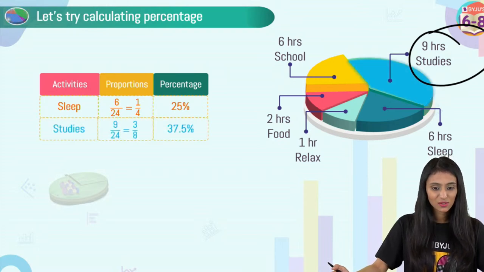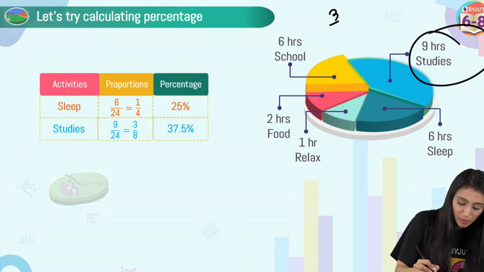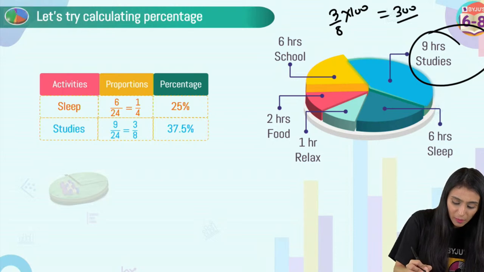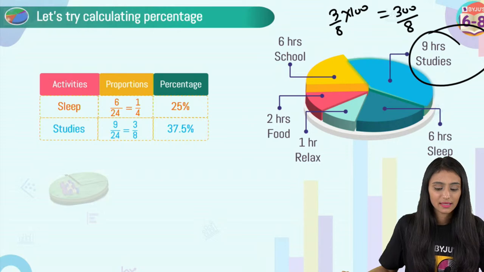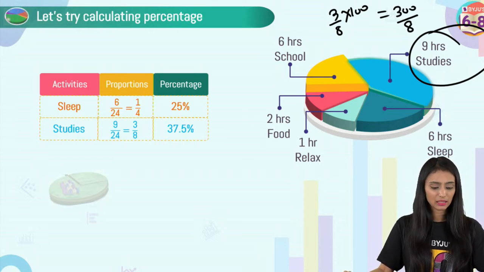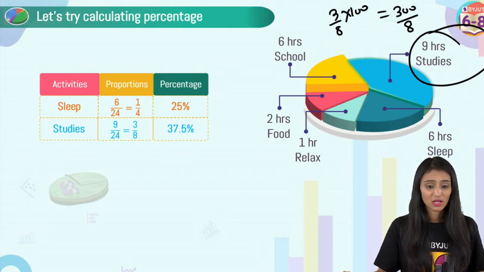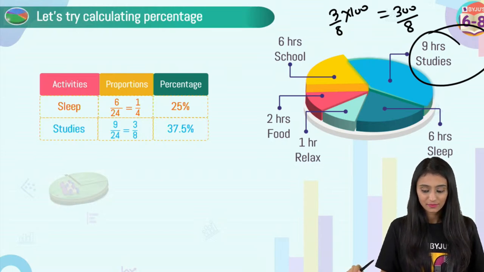Okay, so I can see answers over here. 36%. See, when I am asking about studying hours, they are 9, 9 by 24, 3 times 3, 3 by 8. So 3 by 8 into 100, right? That's going to be what? 300 by 8. Let's divide it. What are we going to get? 300 by 8. That's going to be 37.5%. See, calculation error. That's what I'm telling you. We have to be really good with our calculations. Yes, quickly.